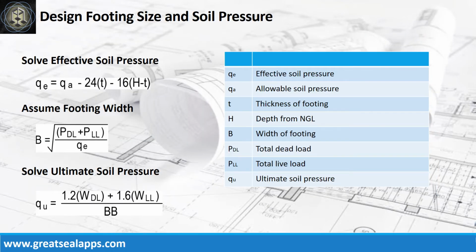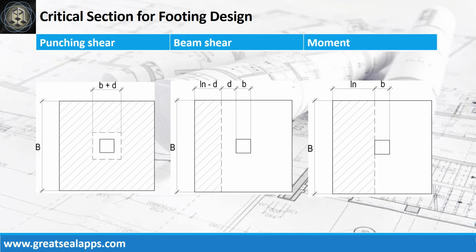Solve the effective soil pressure from footing depth and depth from natural grade line. Then solve the footing width to get the ultimate soil pressure. Critical section diagrams for punching shear, beam shear, and moment evaluation.